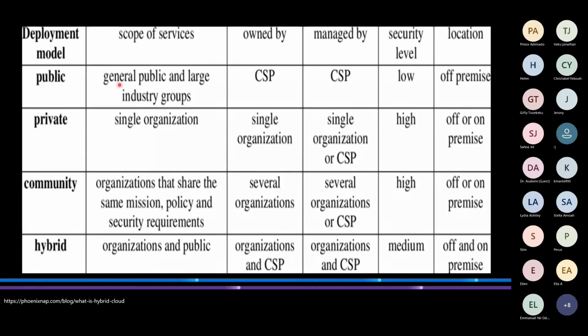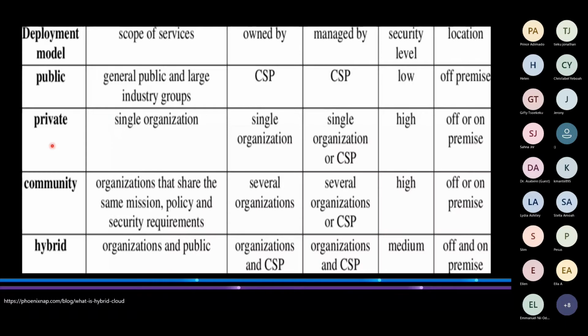So in terms of cloud deployment, the public deployment model is for the public. It's for everyone, and it's owned by the person that is actually providing the service. It is managed by the cloud service provider, the security level is low, and the location will be off premise. We know on premise means the traditional physical infrastructure that we have in our homes, so we wouldn't have that in our homes, therefore it will be off premise.